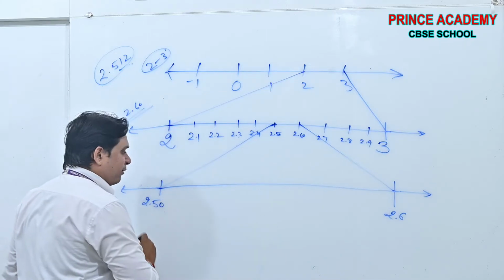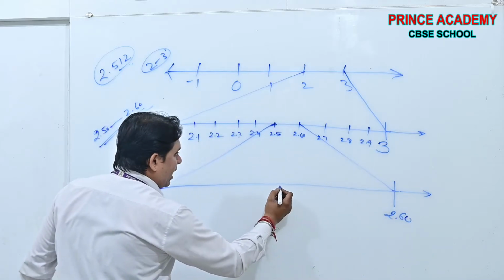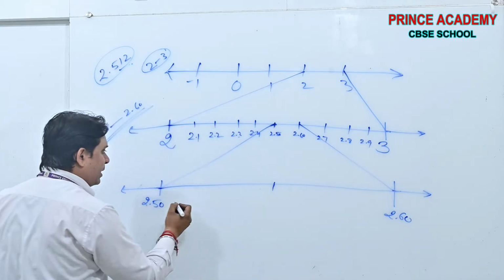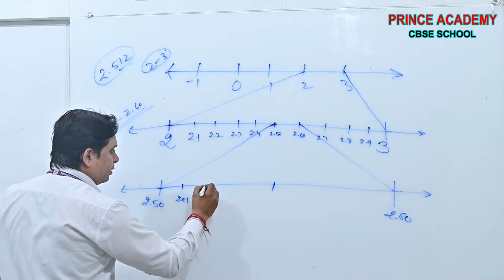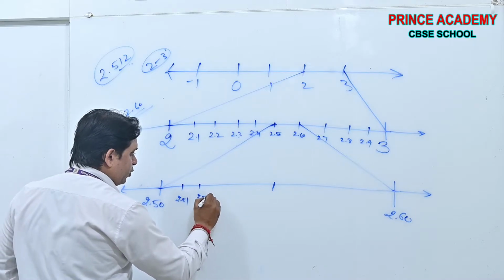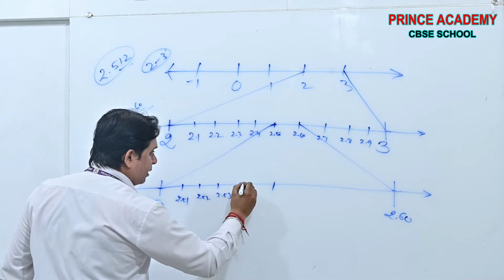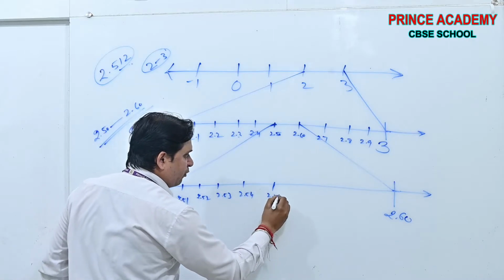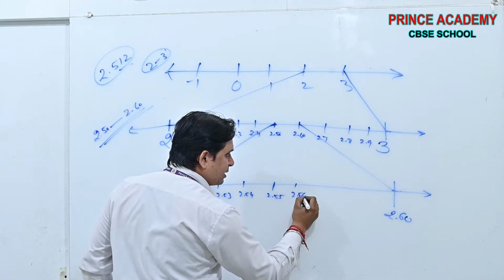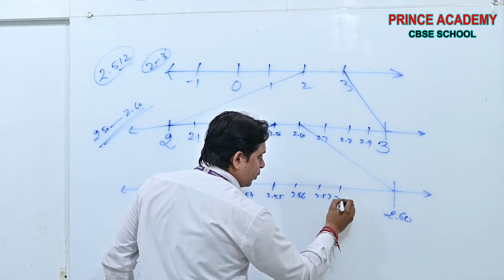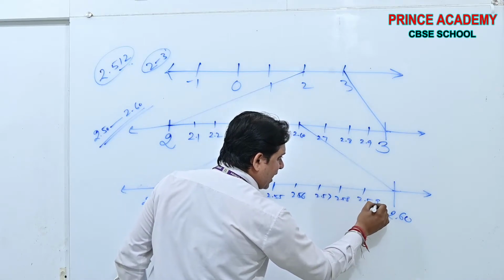Now, what you have to write? Again, divide this into 10 parts. 2.51, 2.52, 2.53, 2.54, 2.55, 2.56, 2.57, 2.58, 2.59, yes or no?